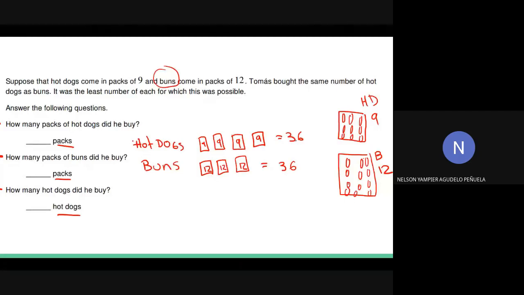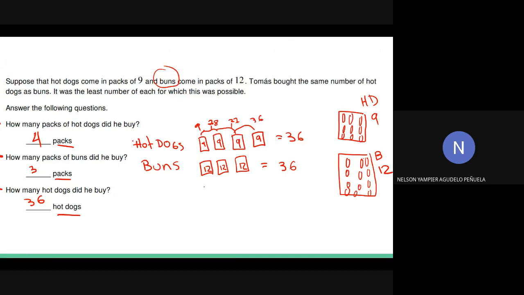How many packages of hot dogs have we bought? 4. So 4 packs. Of buns, 3 packs. And how many hot dogs did he buy? Well, 36. This is easy if we do it like this. But what I want to say is that, look, this is 9. This is 18. With another one, it's 27. With another one is 36.